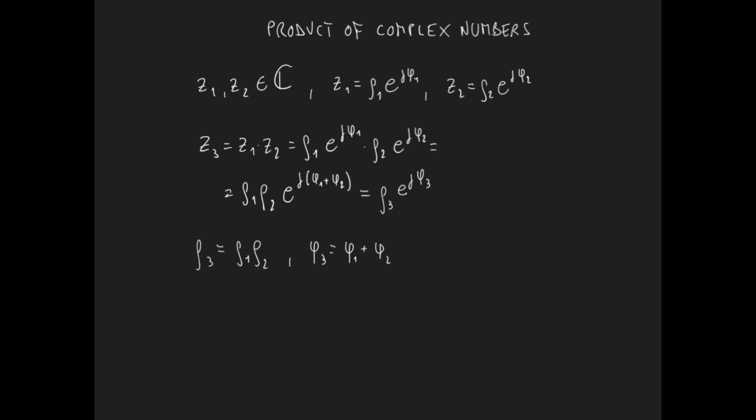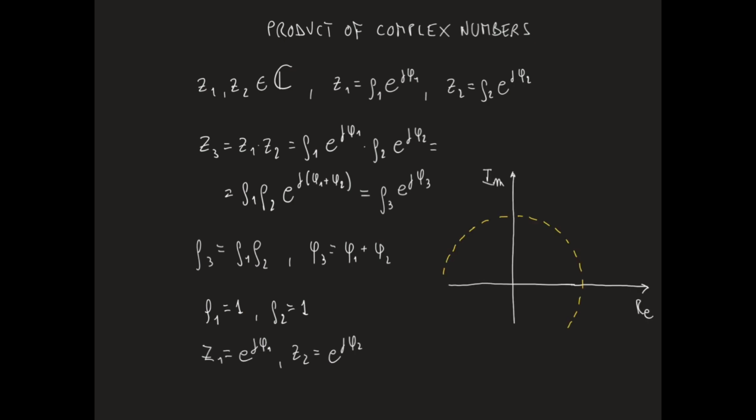Let's assume now that rho 1 is equal to 1 and also rho 2 is equal to 1. Then Z1 is simply equal to e to the j phi 1 and Z2 is equal to e to the j phi 2. Z1 is a point in the complex plane on the unit circle at an angle phi 1 with respect to the real axis.